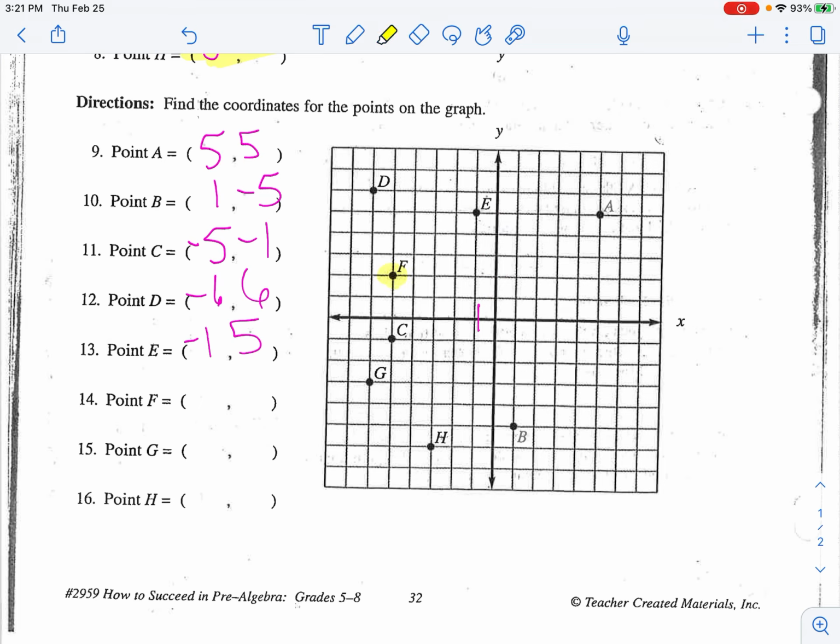Point F, they went to -1, -2, -3, -4, -5. And they went up 2. Point G, right here. Point G, they went left to -1, -2, -3, -4, -5, -6. And they went down -1, -2, -3.